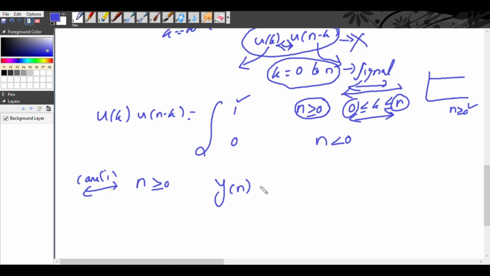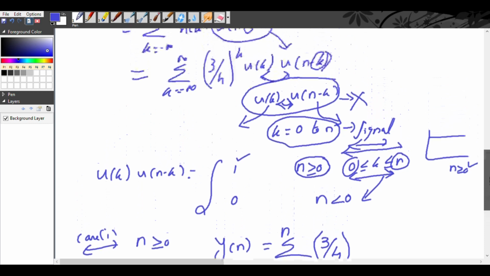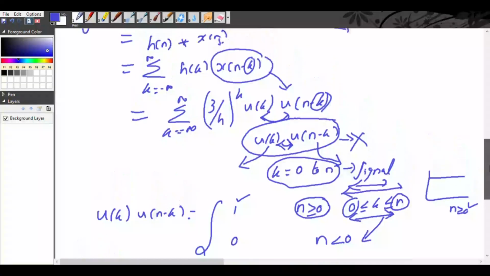y of n is equal to summation of k equal to 0 to n, the value of x of k, sorry, h of k. Look, I am trying to write this equation, don't get confused. I am just trying to implement this one.